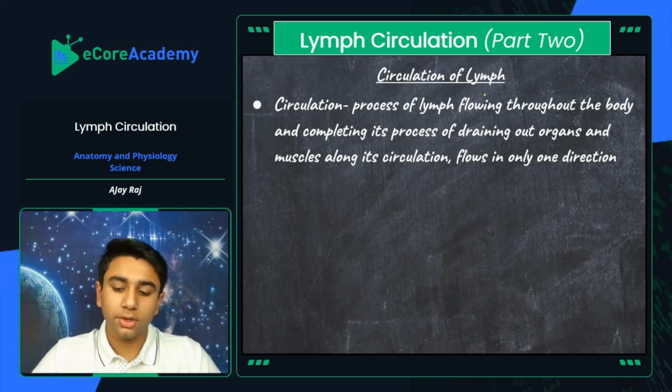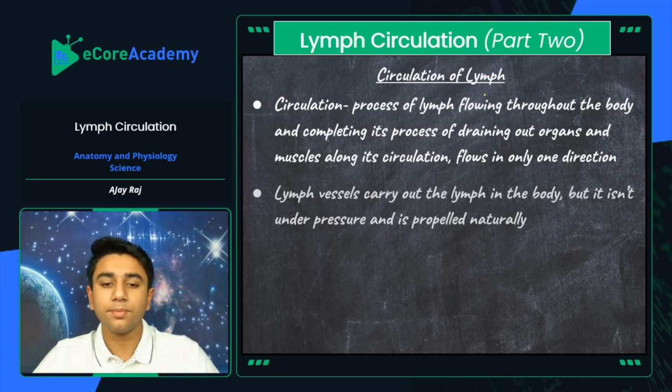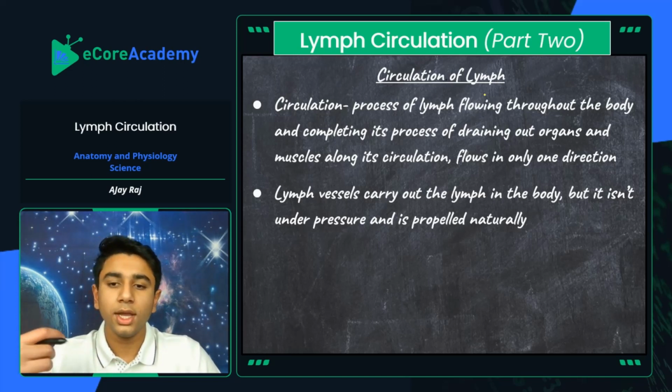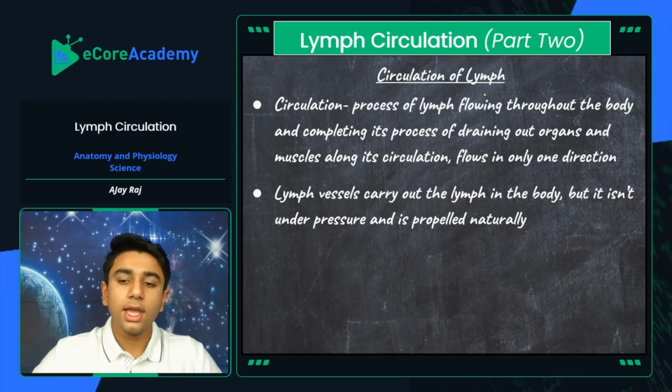And it flows in only one direction, as we had stated in the previous slide. Lymph vessels carry out the lymph in the body, but it isn't under pressure and it is propelled naturally. This is through the rhythmic contraction of those vessels, and also through the pulsations of blood. Now, another interesting thing is the process of lymph.